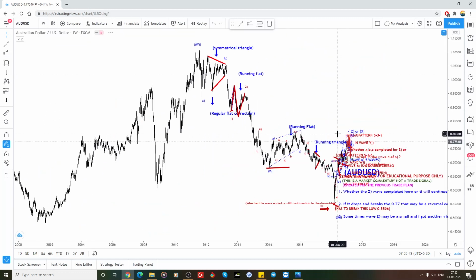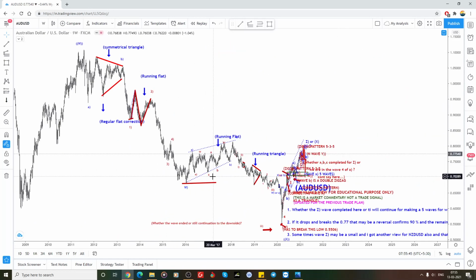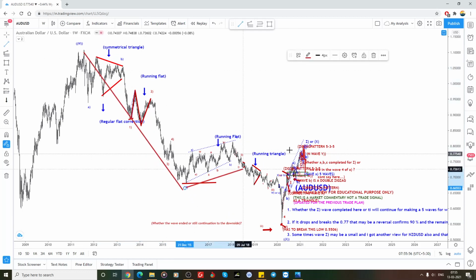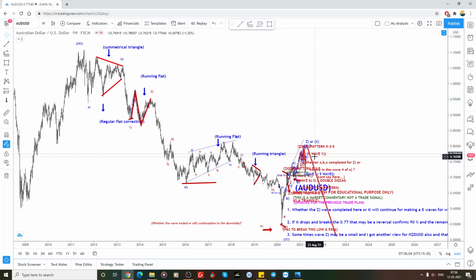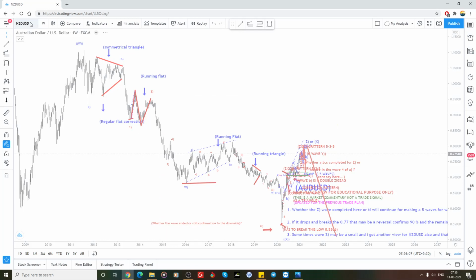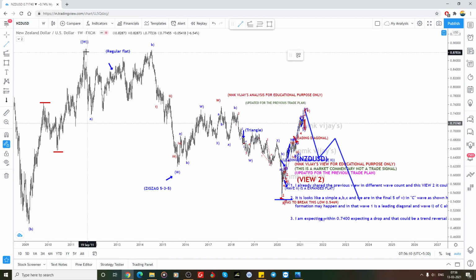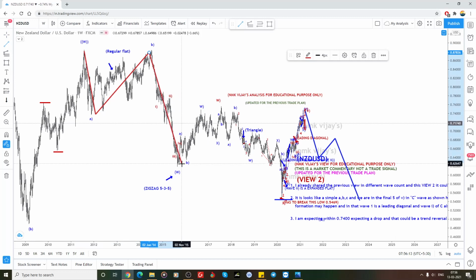I'm expecting here this as an X wave, and then again one more three-way structure to break this low. So how I'm looking at this is, it's an impulsive, this is a correction, and this is the one more impulsive I'm looking for. So this is a bigger view, and it suits New Zealand dollar well. Here also 1, 2, 3. So here 1, 2, 3, and one more 1, 2, 3 to break this low.